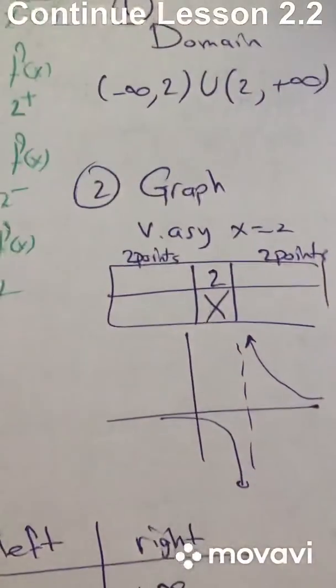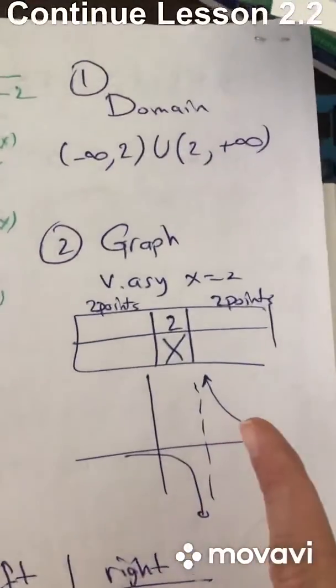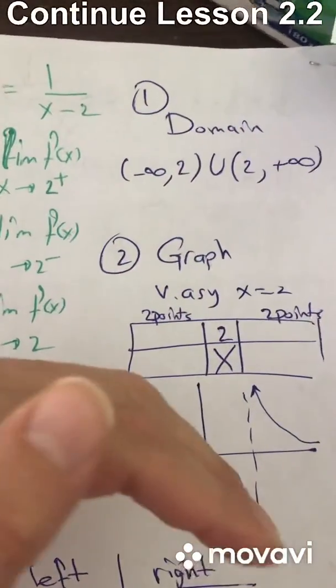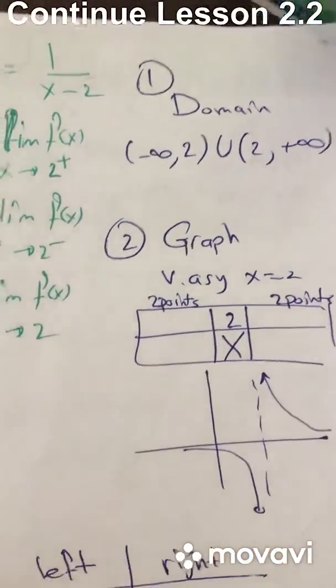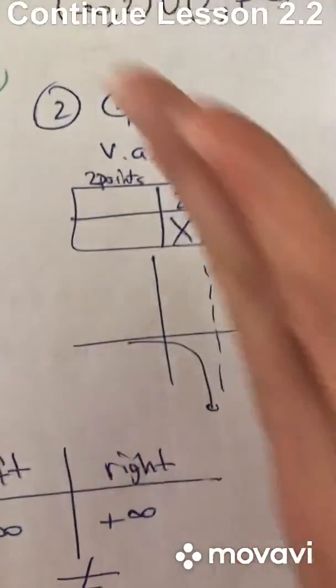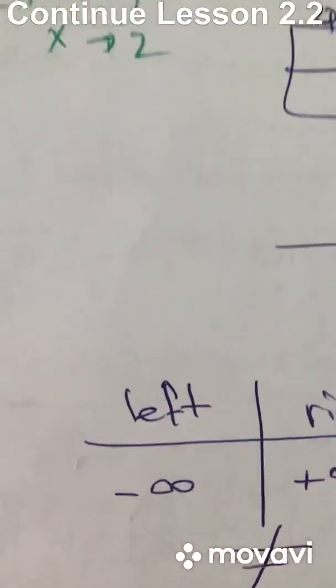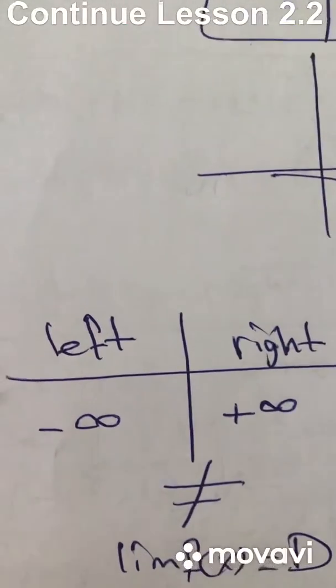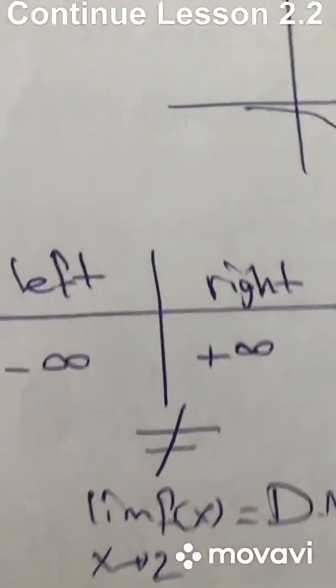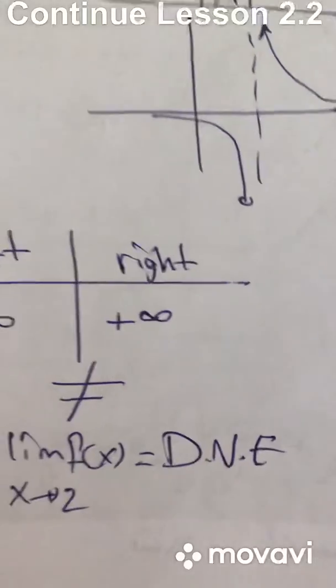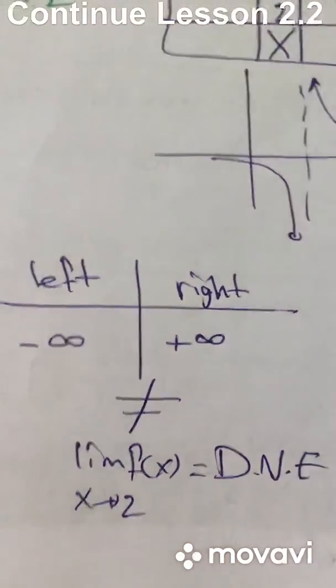The most important thing, why the graphing? To see where it goes approaching this 2 from the right and from the left. As you can see, from the right it's positive infinity, and from the left it's negative infinity, which means that these two are not equal. Once these two are not equal, the limit does not exist.